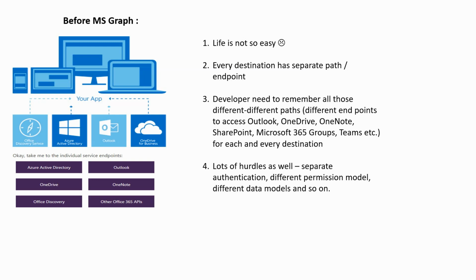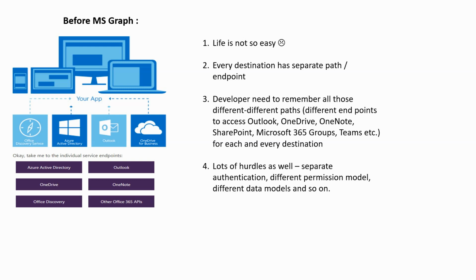There were different mechanisms to access those. Permission models are different. Data models are different. The returned data could be in JSON format or XML format. So those are different. There were lots of hurdles and the developer's life was not so easy. They needed to remember the path or endpoint for each service: OneDrive, OneNote, Microsoft 365 groups, Teams, that kind of thing. They needed to remember the different permission models, different data models, and so on. It was hard to remember all those things.